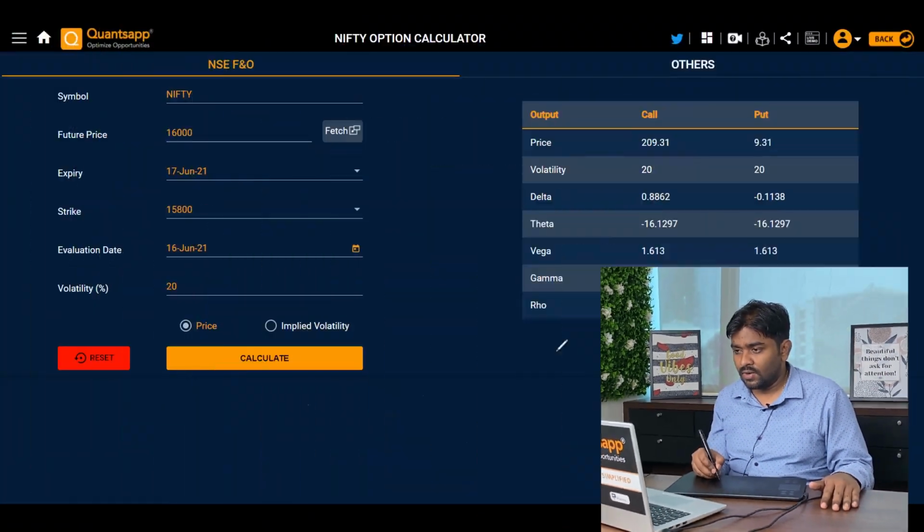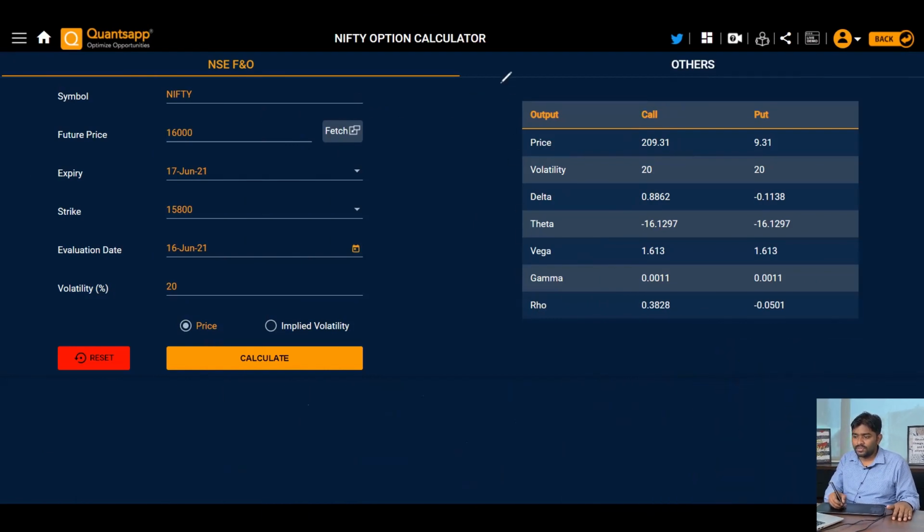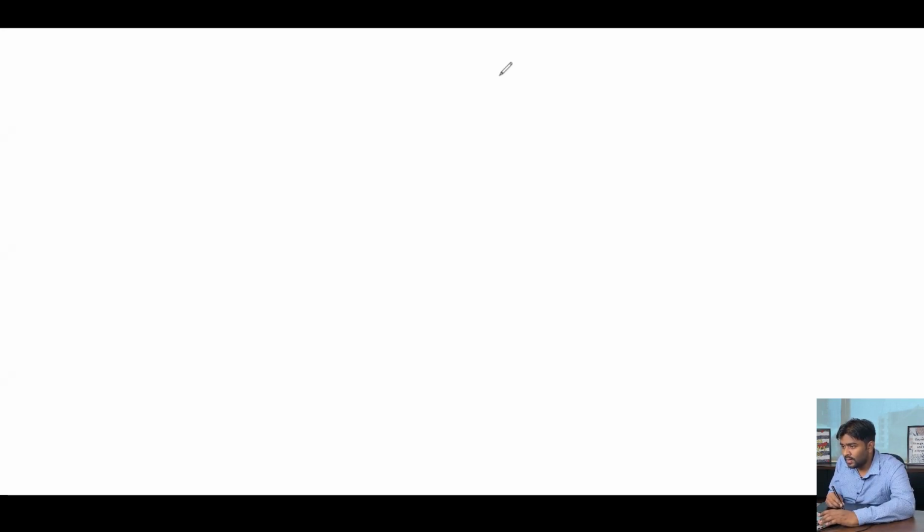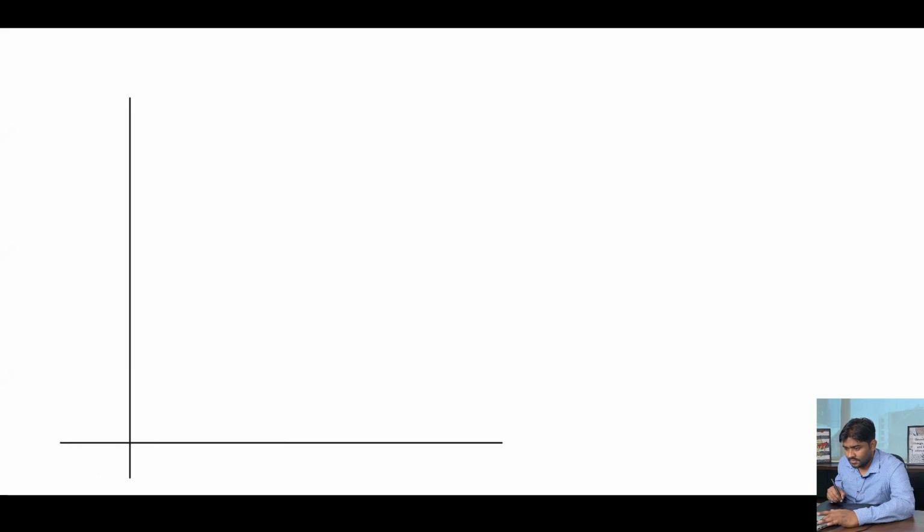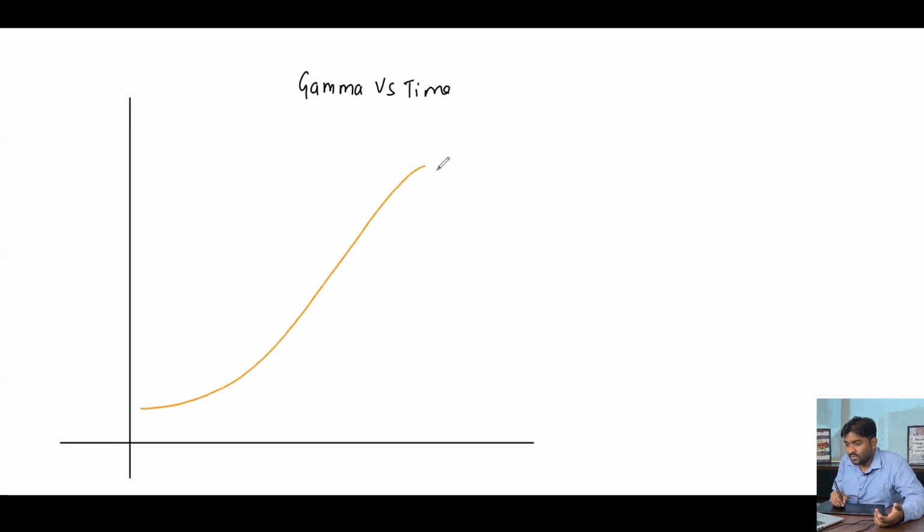Now one more thing we can see out of here is how this gamma reacts specifically. So let me make a diagram here. This is the graph, gamma versus time. I'll create 3 or 4 graphs here. So what happens when we are very near to expiry, the graph will be like this.